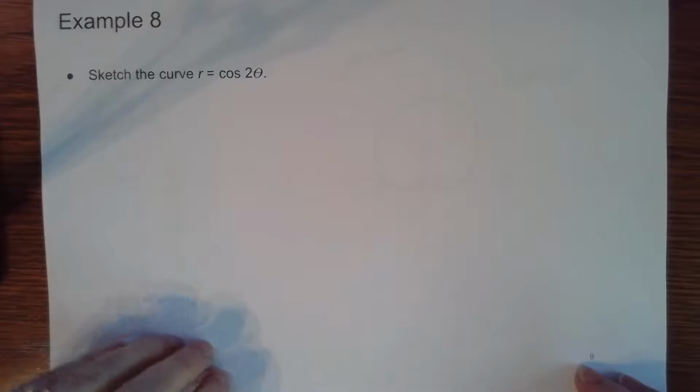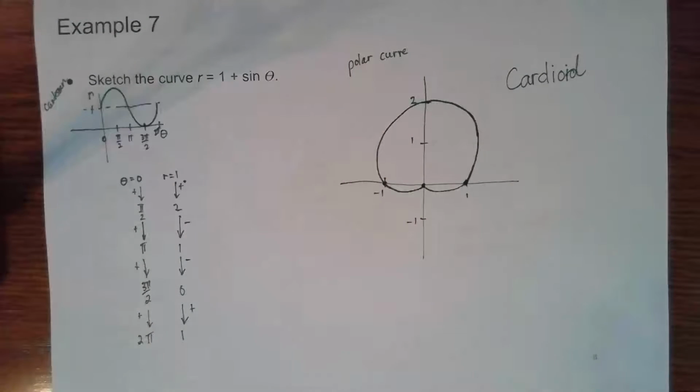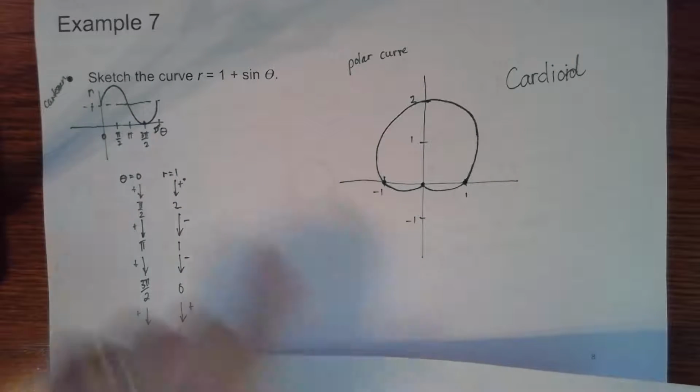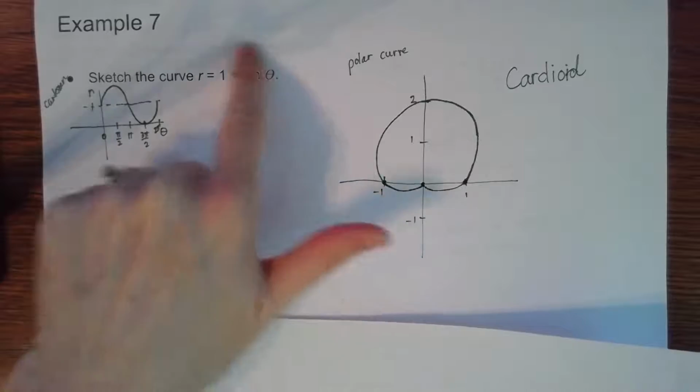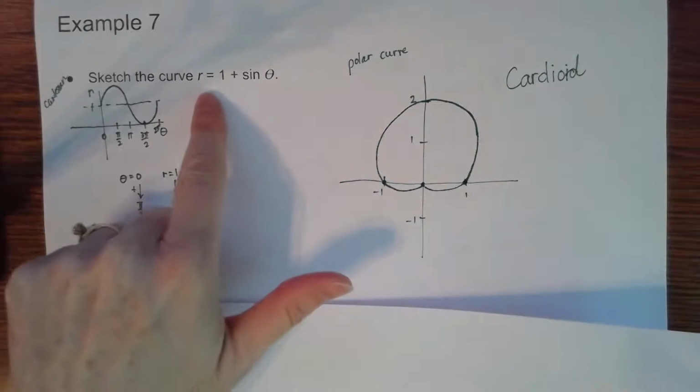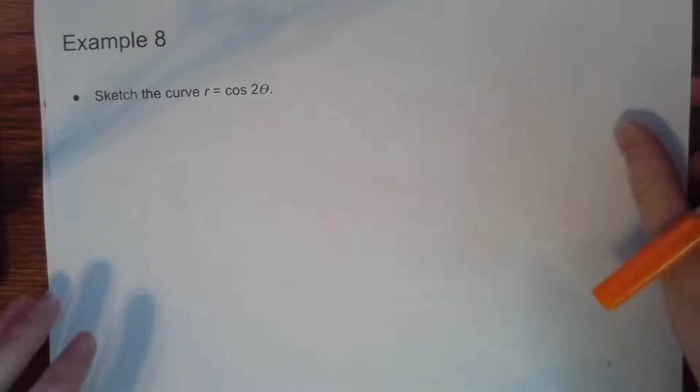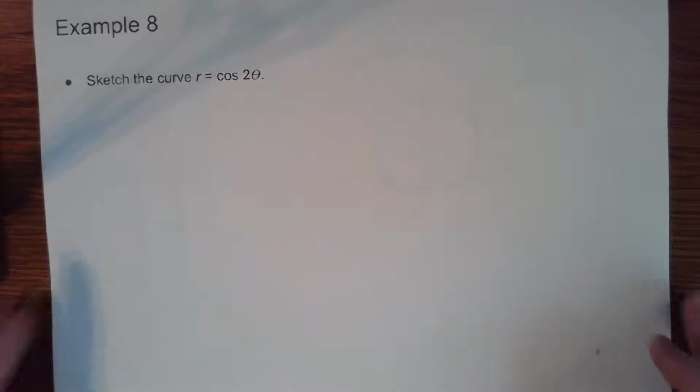Let's look at another polar equation that we can graph. Remember, in the last video we looked at a cardioid. It had a sine in it, and our technique was to graph it as if it were a Cartesian equation, and then use that to help us draw the polar curve. Since this one has a cosine in it, we're going to use that same technique.